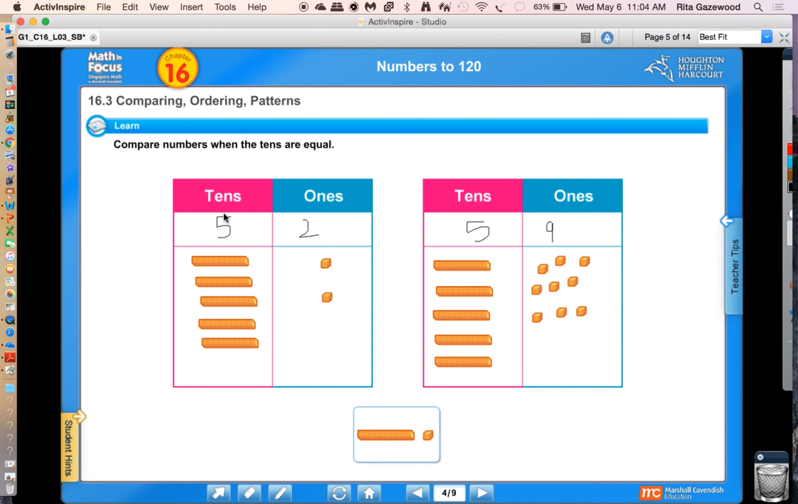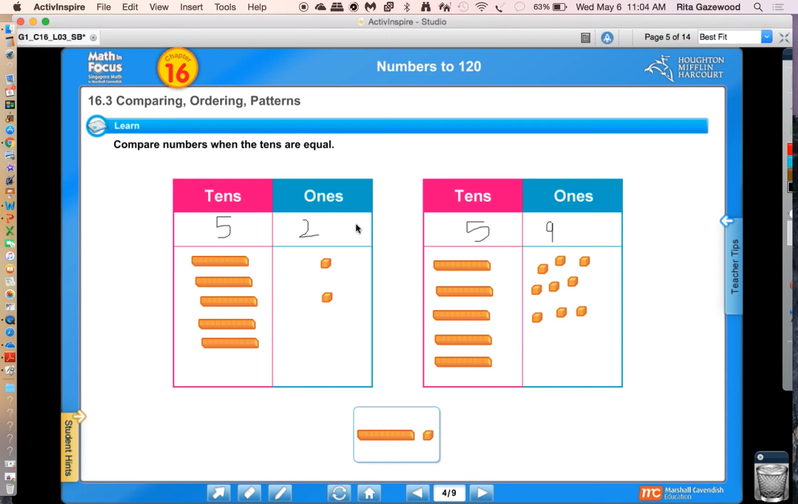So if I have tens and ones, what is greater, tens or ones? That's right, tens are greater. So I always start with the tens, and I look at the tens. And what I notice is these two have the same number of tens. So that means I don't have to look at that part anymore. I just need to look at the ones.